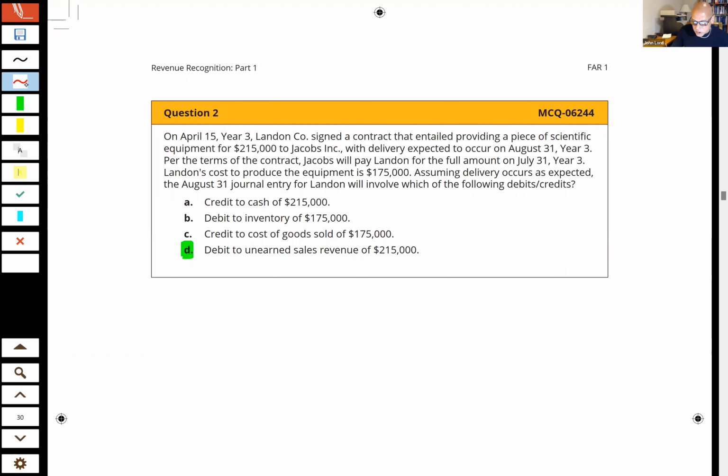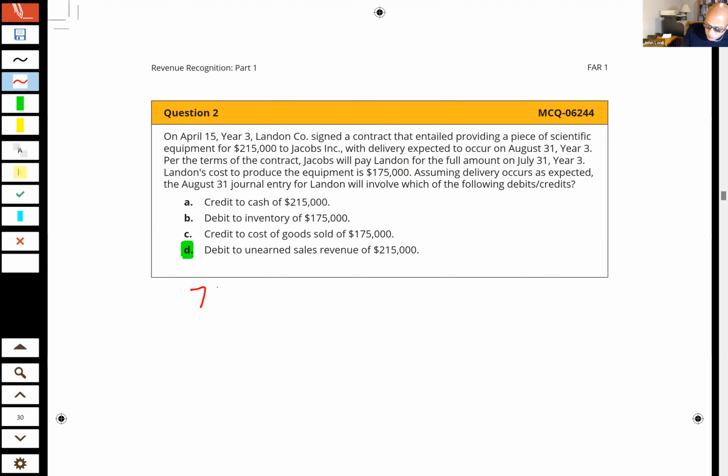Per the terms of the contract, Jacobs will pay Landon the full amount on July 31st, year 3. Landon's cost to produce the equipment is $175,000. Assuming delivery occurs when expected on August 31st, what should be the debits and credits involved? And they only give me half of the journal entry here in my choices.